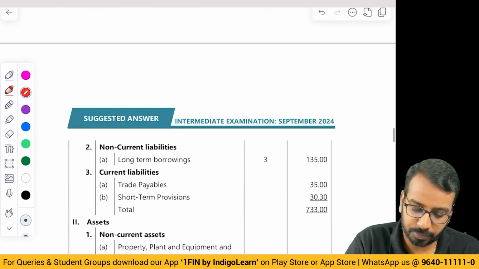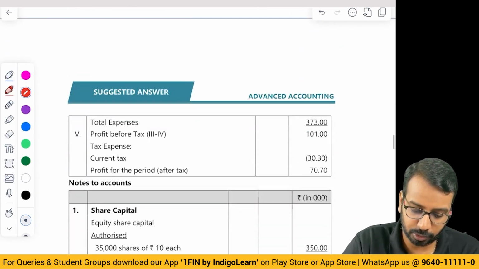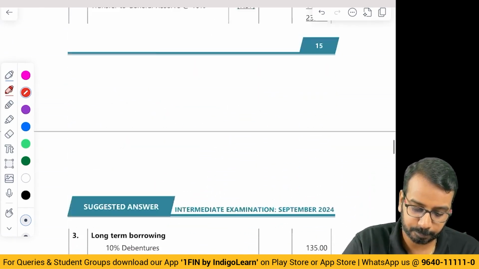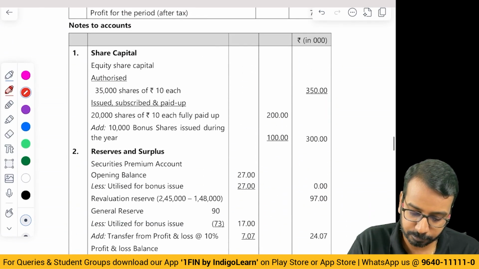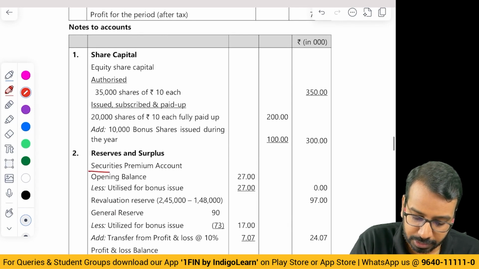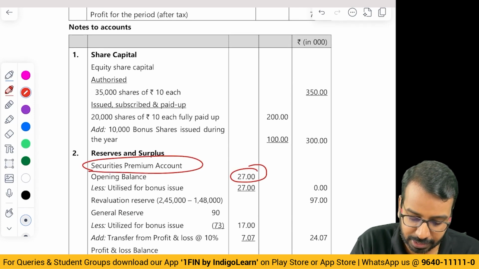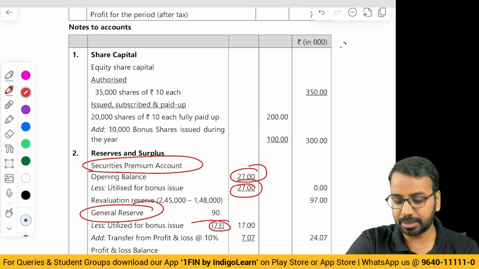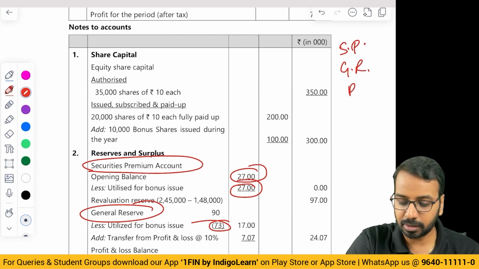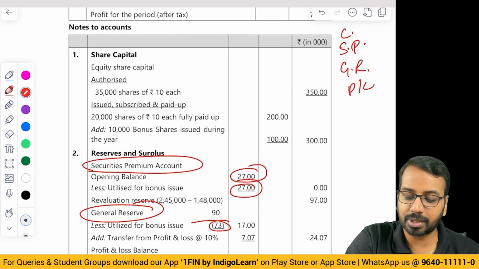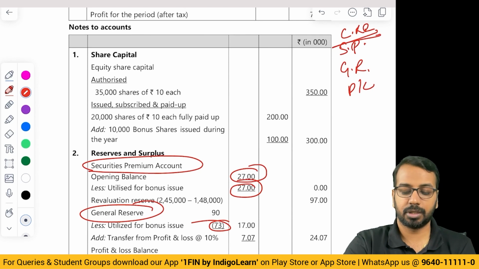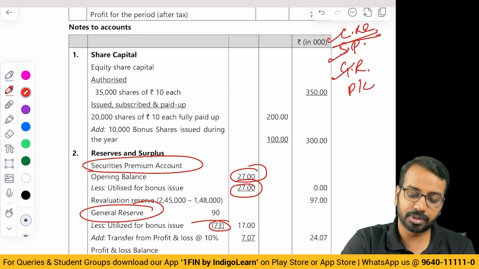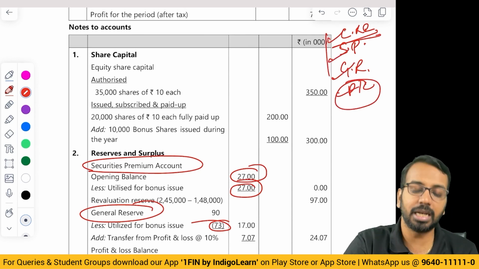Okay, so now we'll just come to the working notes. Securities premium account 27 is there. We have utilized 27 for bonus issue, and general reserve 73 has been utilized for bonus issue. So the order is generally securities premium, then general reserve, then P&L. If you have, let us say, capital redemption reserve, you will use that first. So capital redemption reserve, securities premium, general reserve, P&L in this order. P&L you will touch last.